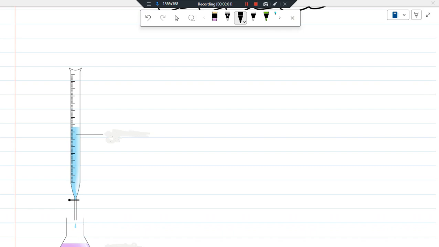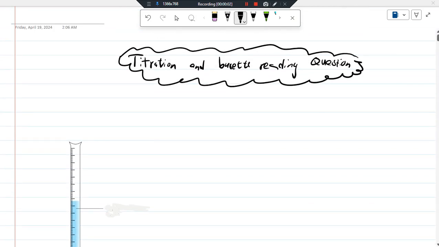Okay, so this is another type of calculation. It involves titrations and how to read the burette and whatnot. So what is this? A titration.